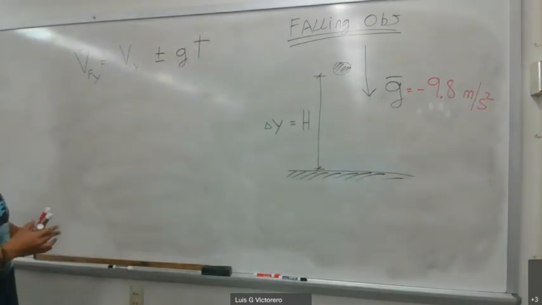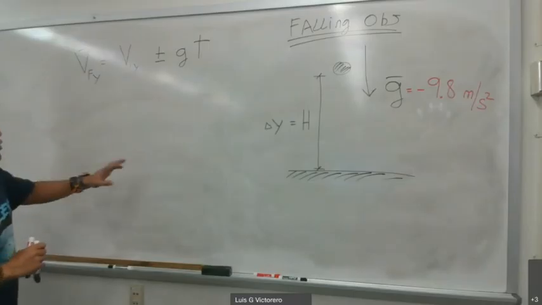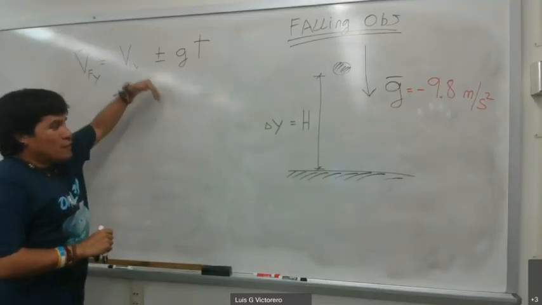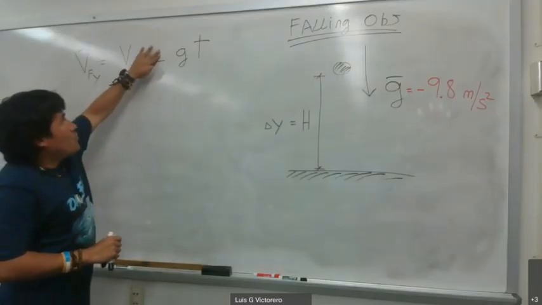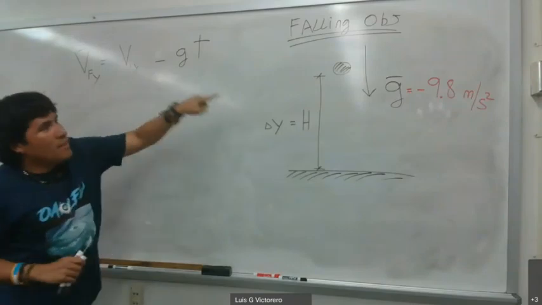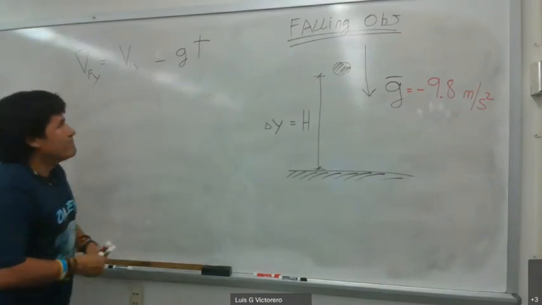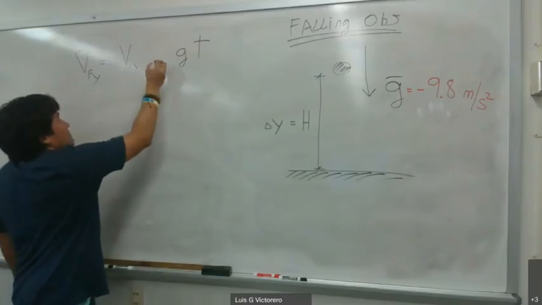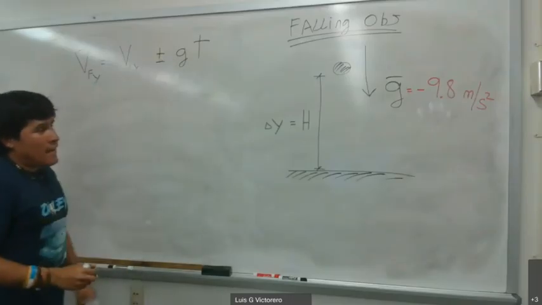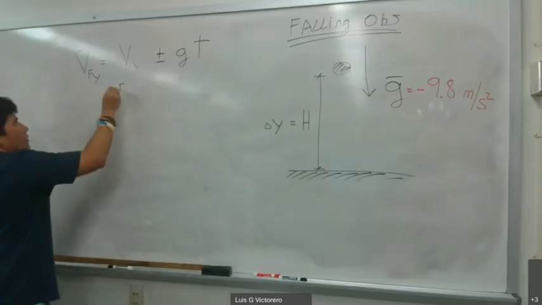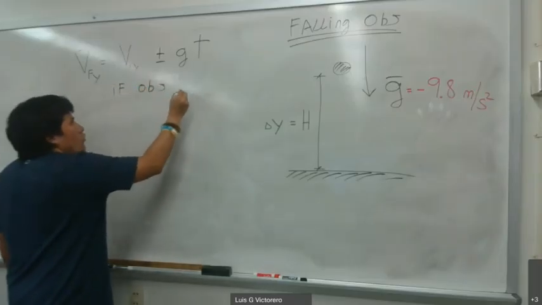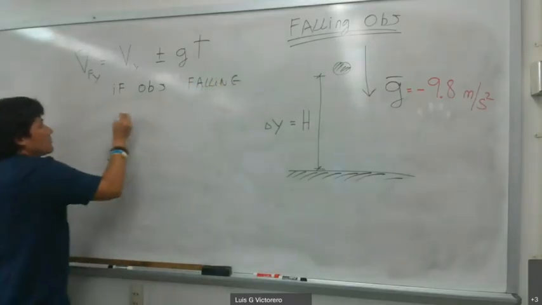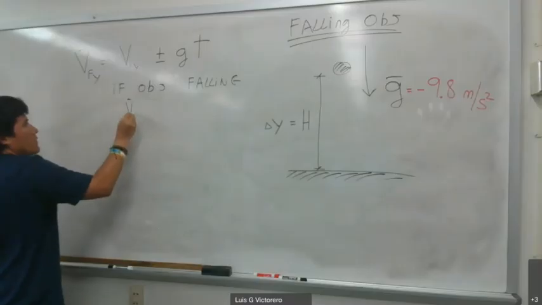This is where things can be a bit not confusing, but where you have to be careful. If the object is falling, because it's falling, you should use negative. But wait a second. Gravity is negative. Negative and negative is positive. So the way I learned this, student, was that if the object is falling, it is gaining speed. It increases.